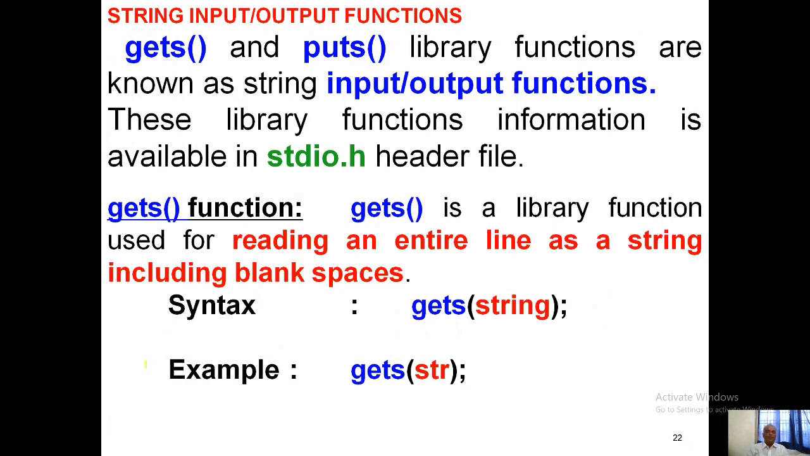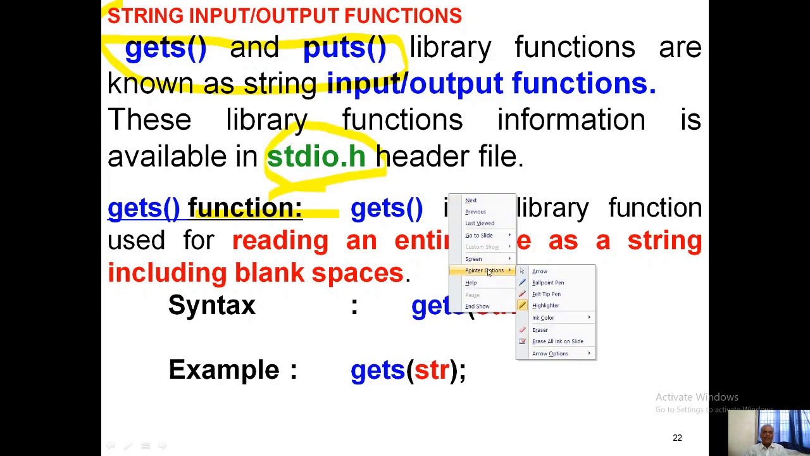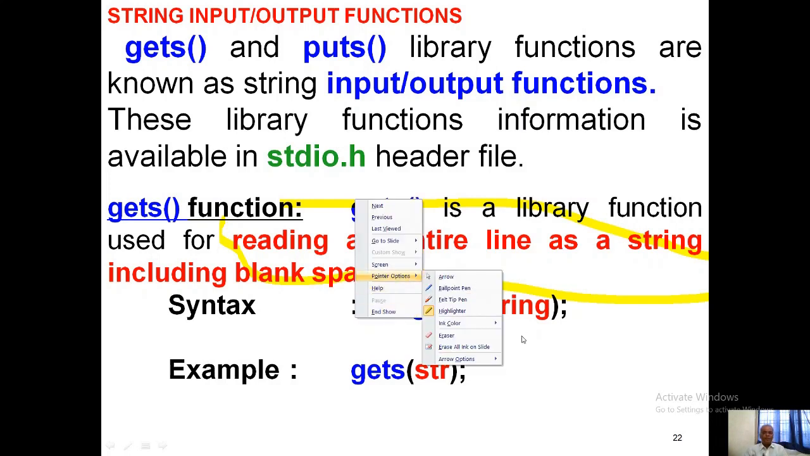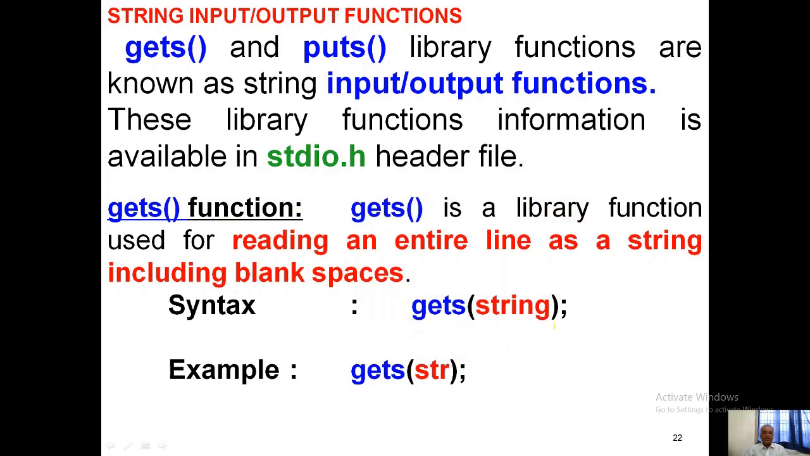String input output functions. There are two library functions known as string input output functions. One is gets, the next one is puts. These are the two library functions used for input and output. They are available in the stdio.h header file. The gets function is used to read an entire line as a string, including blank spaces. Whenever you specify gets with a string in brackets, it is going to read that entire string including blank spaces. The simple syntax is gets(string).